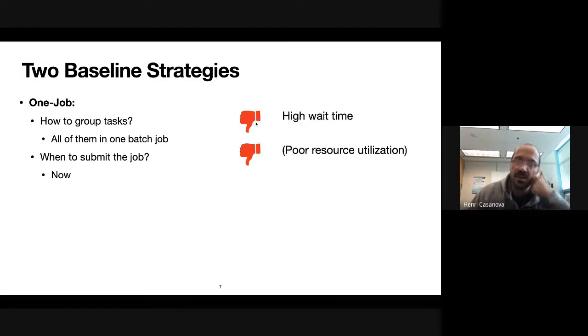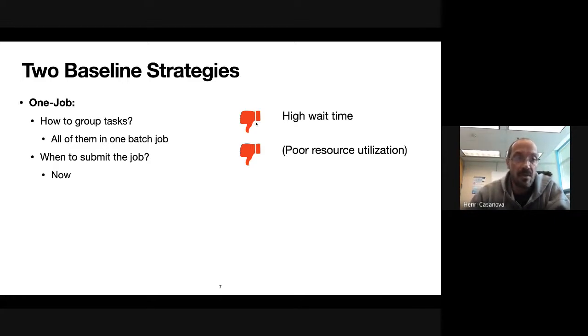And so that has several drawbacks. It has high wait time, right? Because the job could be massive. And so then you may be stuck in the queue for a long time. And also it has poor resource utilization. I'm putting it in parentheses. I'm going to talk about resource utilization at the end of the talk. I'm going to ignore that for a while.